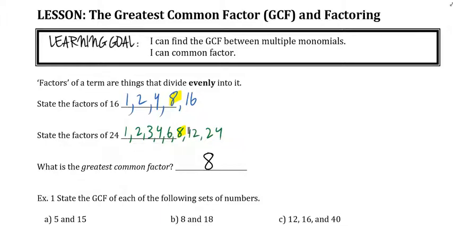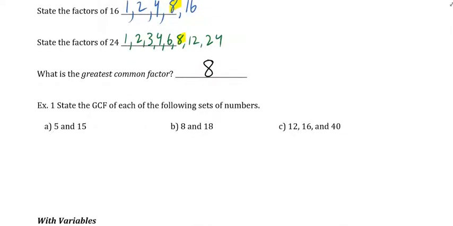Okay, so let's try a few more together. State the GCF of each of the following sets of numbers. So 5 and 15, what is the greatest common factor between those two? Don't shout it out, don't answer it. Answer it on your page if you have to. You don't have to list them, but you can if you want.